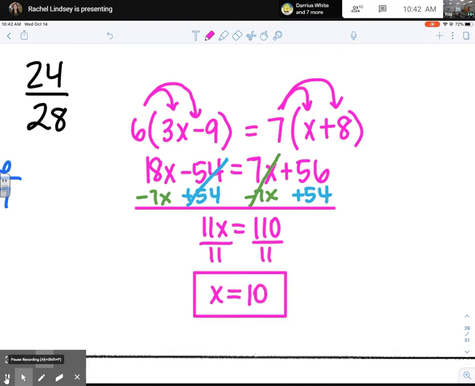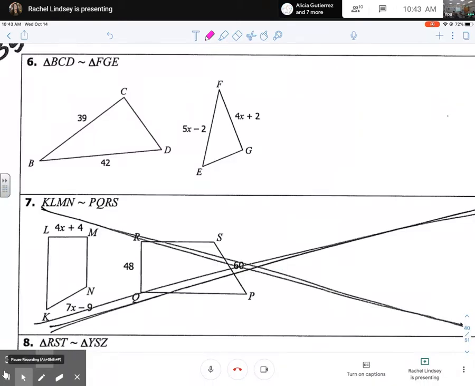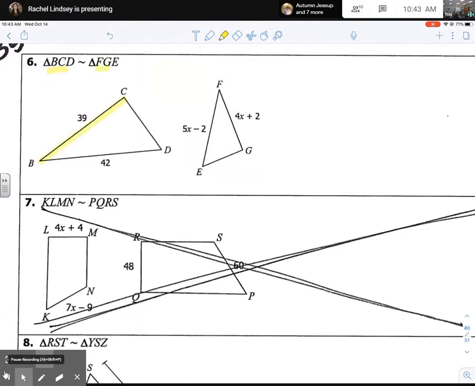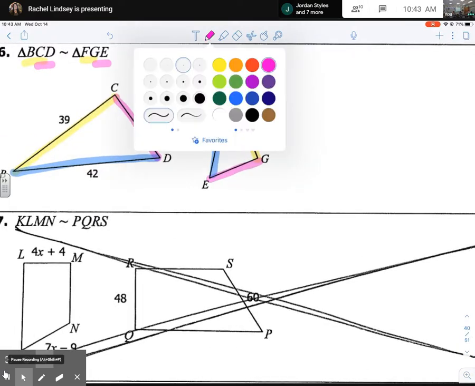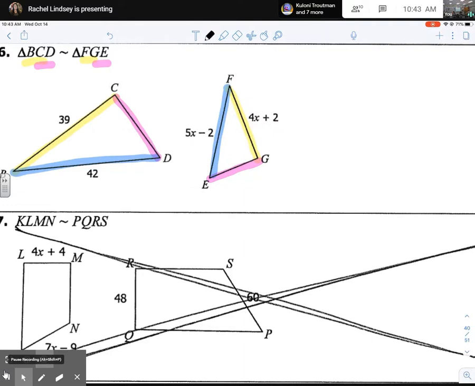On number 6, with my highlighting method, I know BC corresponds to FG. And I know CD goes with EG. And BD goes with FE. So, based off of that, you've got to set up your ratios. I always go left to right, so if you want to do it like mine, I go left to right. So 39 over 4x plus 2, 42 over 5x minus 2. So go ahead and set that one up.